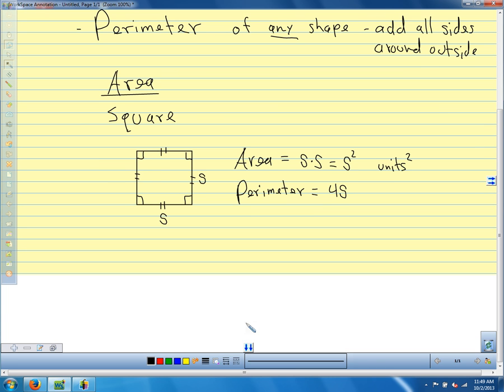All right. We're good with a square. Something that we've seen before. How about a rectangle? So let me draw a rectangle here really quickly. There we are.